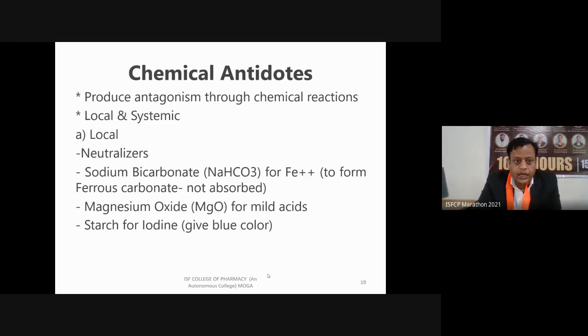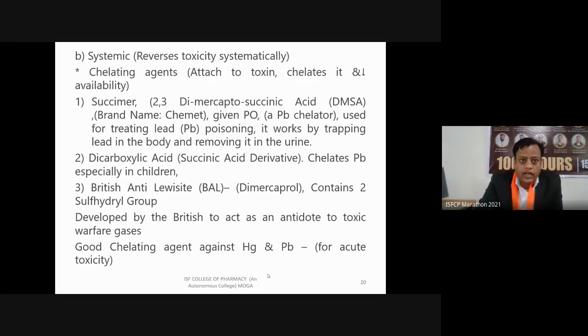In chemical antidotes we discussed first local and second systemic. Systemic antidotes reverse toxicity systemically. So the toxicity that occurs systemically can be reversed by systemic antidotes. Systemic antidotes include chelating agents. These chelating agents attach to the toxin, chelate it, and decrease its availability. Chelating agents generally bind to toxins and chelate them and decrease their availability.